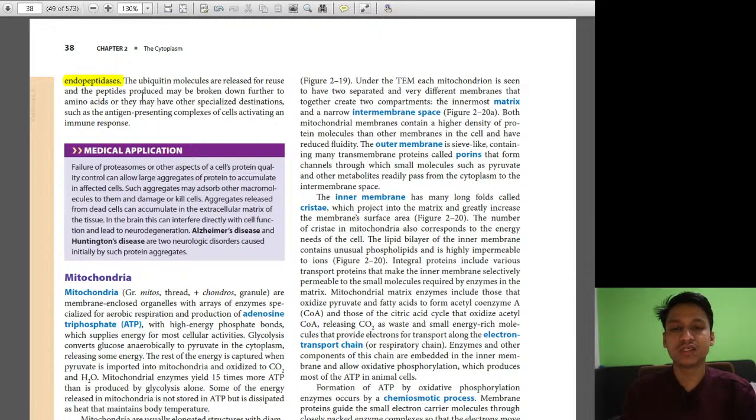to amino acids, or they may have other specialized destinations, such as antigen presenting complexes of the cell, activating an immune response. So this specialized destination is important, just in case we know that the broken polypeptides can just be in the cytoplasm in the form of amino acids, or they can be responsible for activating some kind of immune response by the cell. So this was proteasomes.